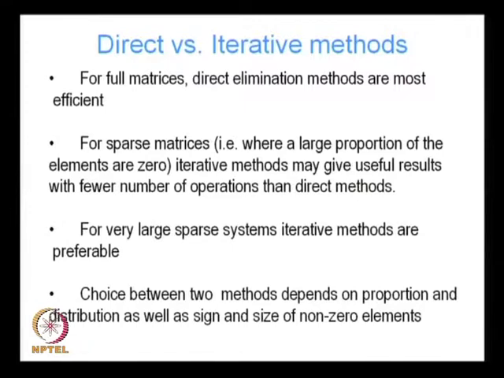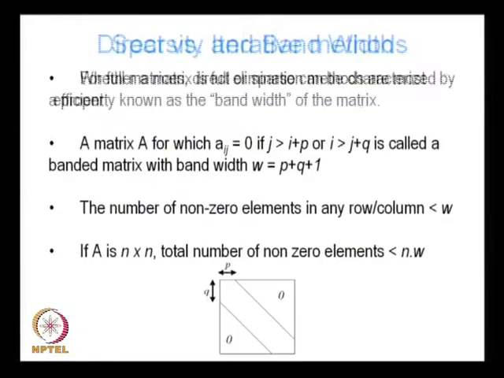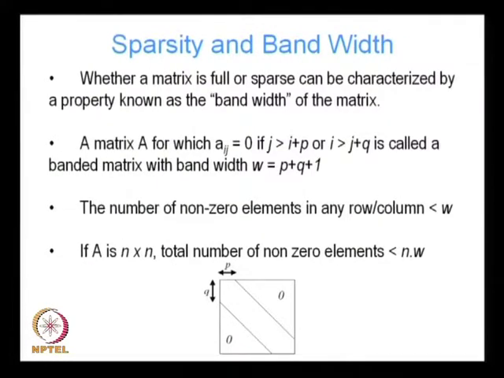Therefore, what we get from this discussion is that the decision on when to go for direct methods or when to choose iterative methods typically depends on the sparsity of the matrix, that is, the number of non-zero elements in the matrix. So, it depends on the proportion, distribution, as well as the sign and the size of non-zero elements. Whether a matrix is full or sparse can be characterized by a property known as the bandwidth of a matrix.